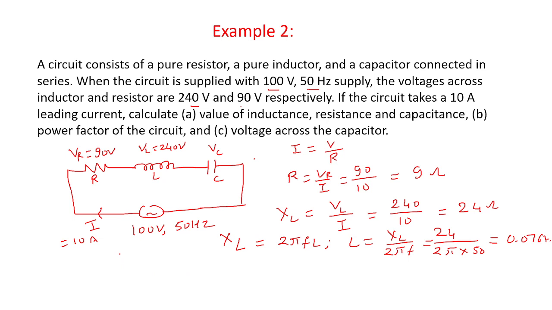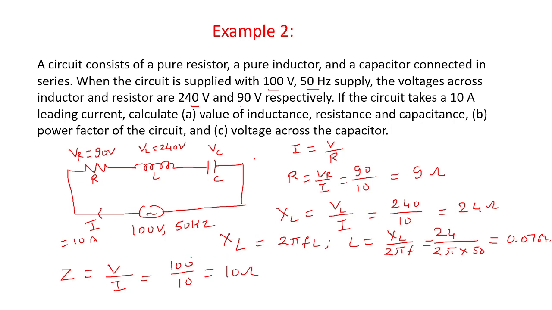And now to find out the capacitance, we don't know the voltage, we don't know the impedance. If we know the voltage across the capacitance, we can calculate the capacitance also by using the same method, like XC is equal to VC divided by I. But here we don't have information about the VC, so it's better if we find the impedance first, because impedance is nothing but voltage divided by current, and here supplied voltage is 100, current is 10 ampere, so impedance is 10 ohm.